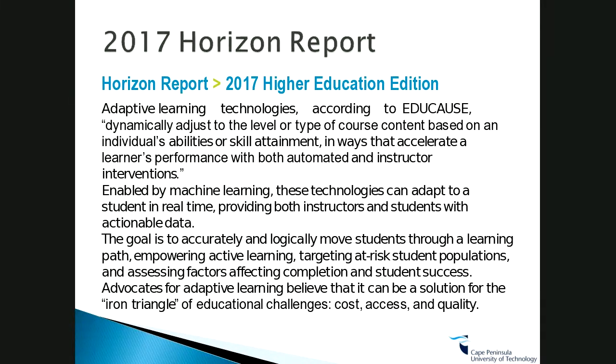And then also the goal of adaptive learning will be to accurately and logically move students through a learning path, empowering active learning, targeting at-risk populations, and assessing factors affecting completion and student success. Advocates for adaptive learning believe that it can be a solution for the iron triangle. That means to try to balance the issues of cost, access, and quality. Now, think back. You said that you are basically assessing your students on their individual skills and so forth.